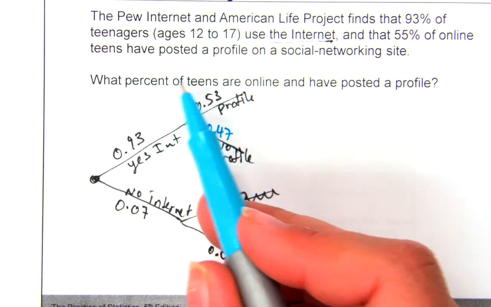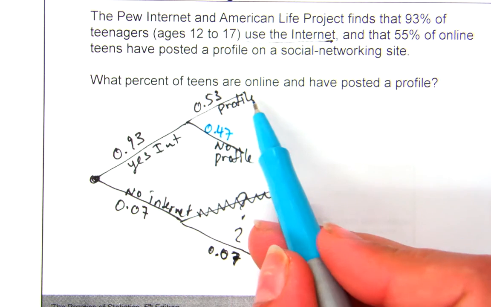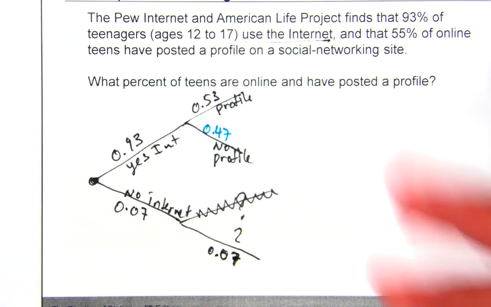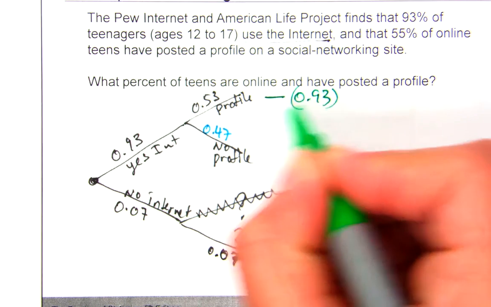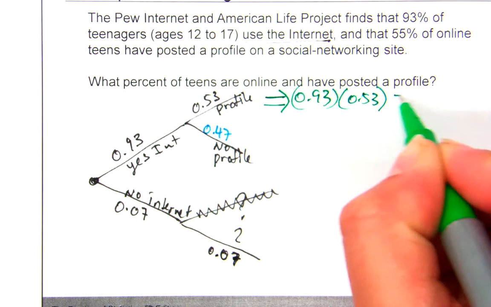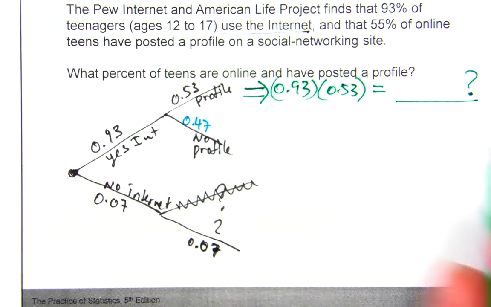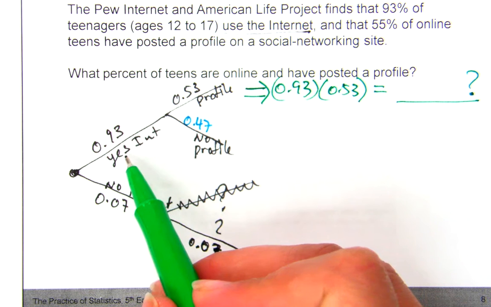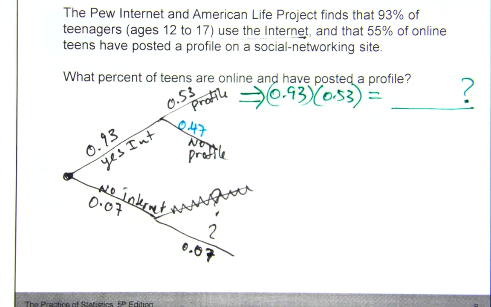So the question is, what's the percent of teens that are online, yes, on internet, and they have posted a profile? So what is 0.93 multiplied by 0.53? Okay, so what is that percentage? Because that's the number of people who have yes internet and yes on profile. Okay, that's the other tree diagram.